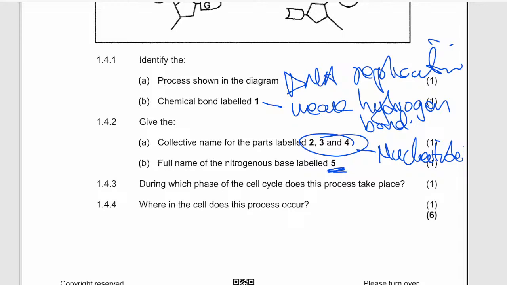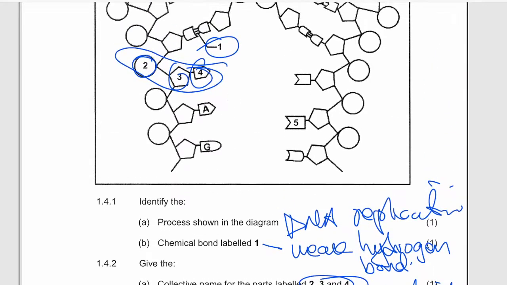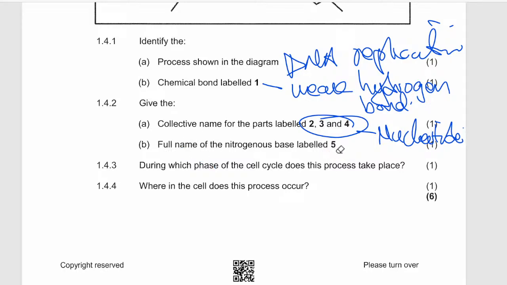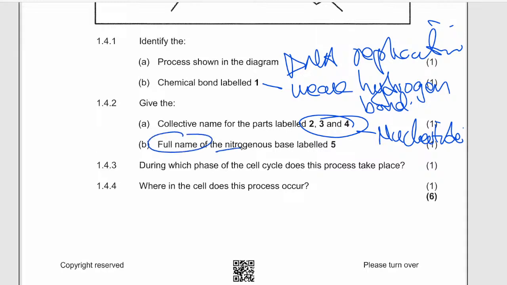Full name for nitrogenous base X. Some people lost marks here. They're saying 5. So remember, this one goes with this. So if this is adenine, therefore this is thymine. If you wrote the short form, the answer is wrong. I'm sorry, it is wrong. Don't discuss. Don't even put it in the comment section. It is wrong because they said full name. So they want you to write the whole word, not the short form. Thymine. Simple.